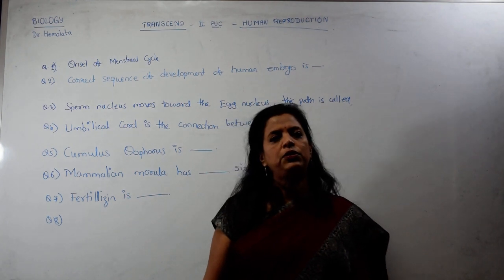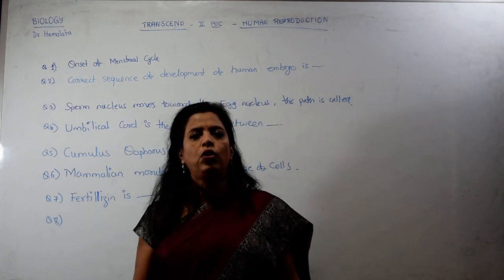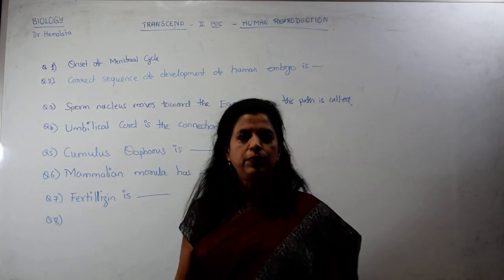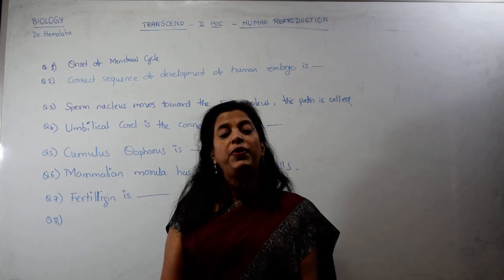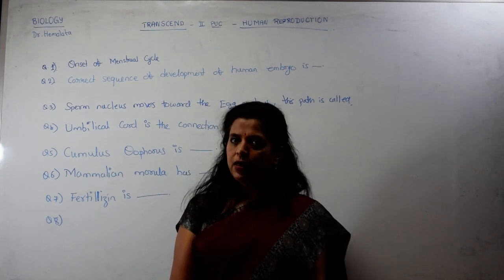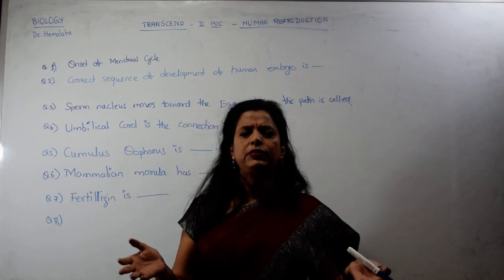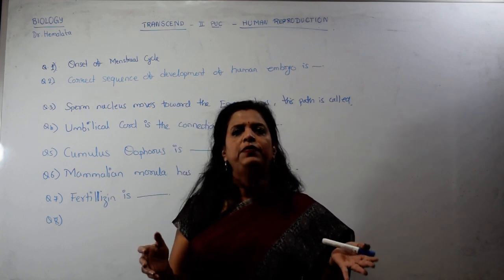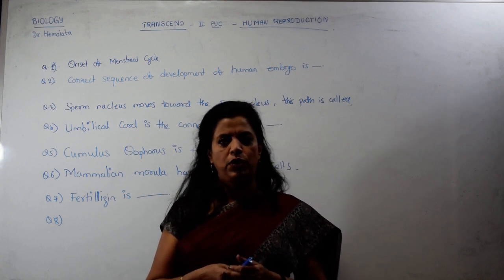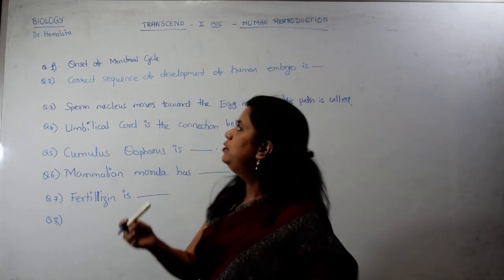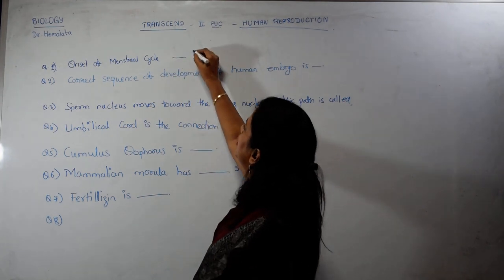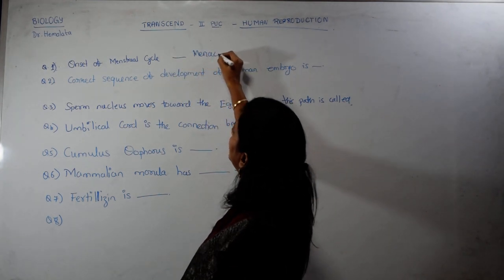Which I discussed in the first class itself when I spoke about the human female reproductive system. So what is the menstrual cycle beginning called? It is called the menarche. I hope you know this. Females at around 10 to 11 years of age start their first menstrual cycle. This we call the menarche. The answer for this is menarche.